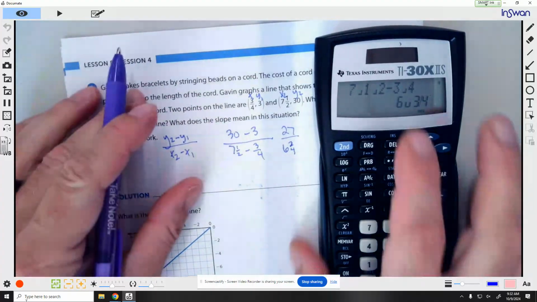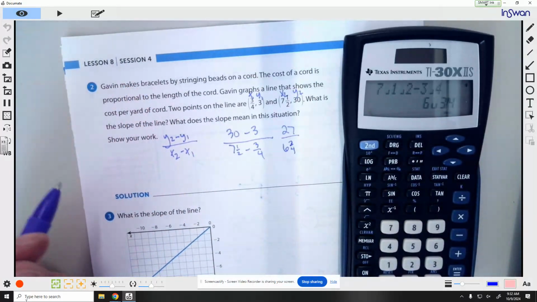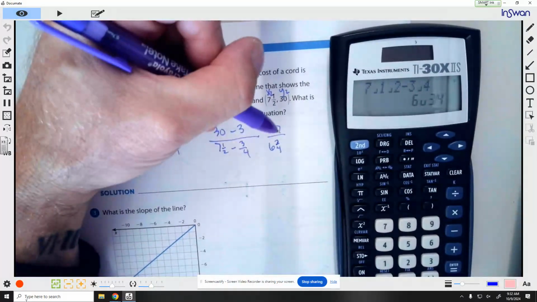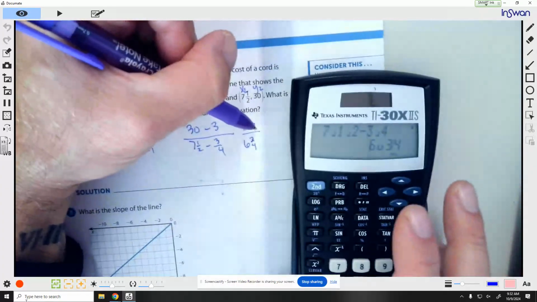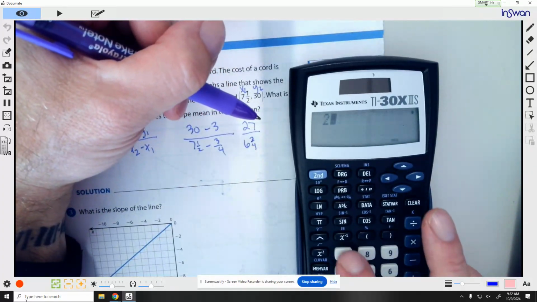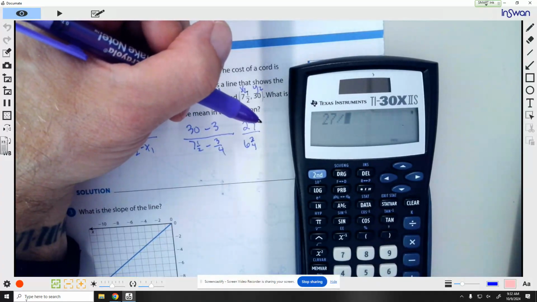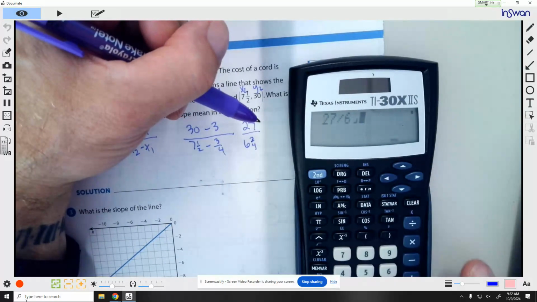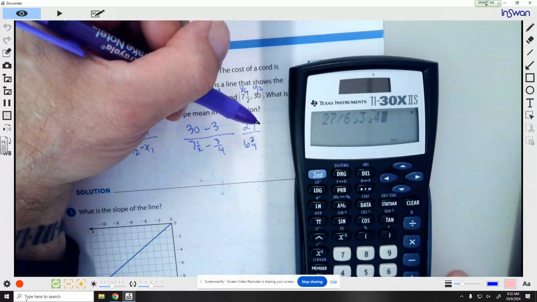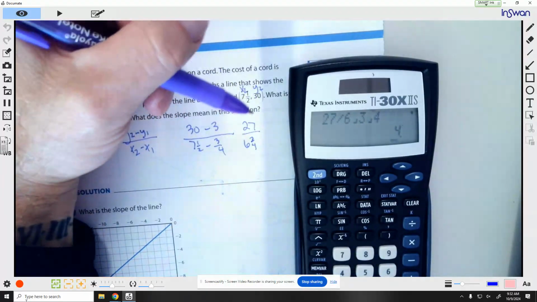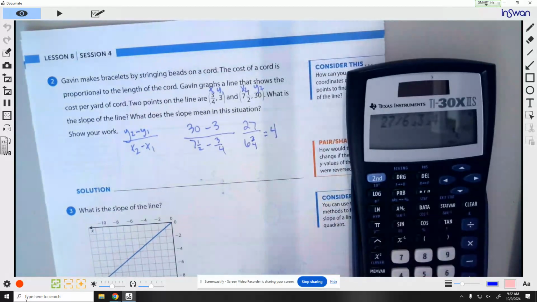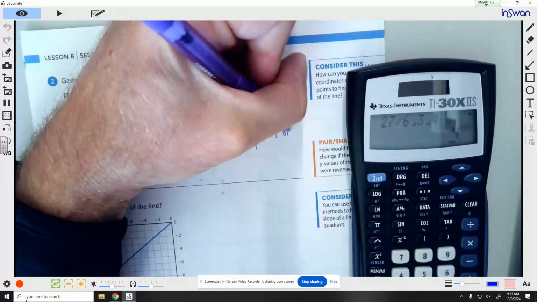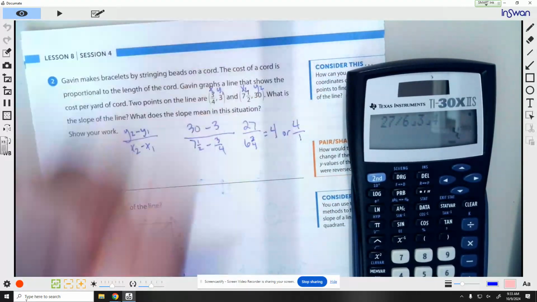Okay, so right now I'm at 27 over 6 3/4, which is kind of confusing because we have a fraction over a fraction. We don't like to have that. So I'm going to simplify this further. I'm going to take 27 divided by 6 3/4, and we see it simplifies out to 4. So my slope is 4, or 4 over 1.